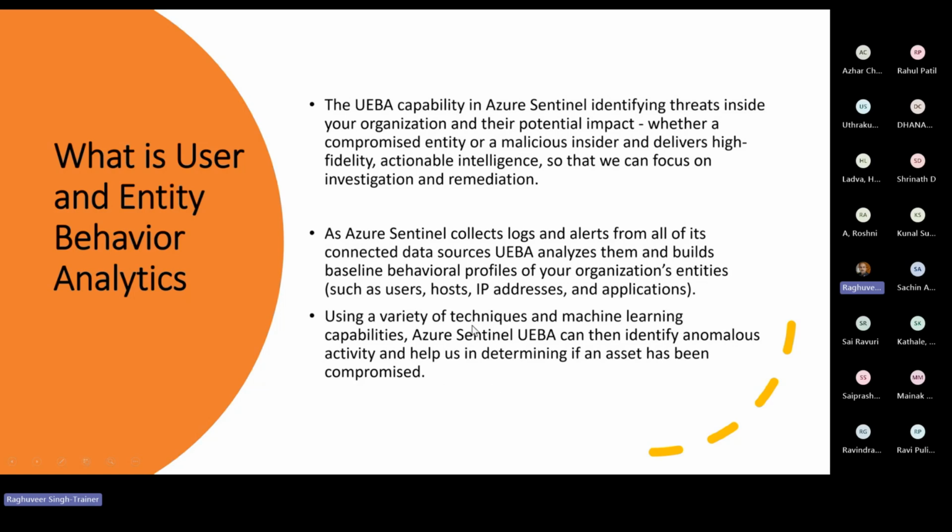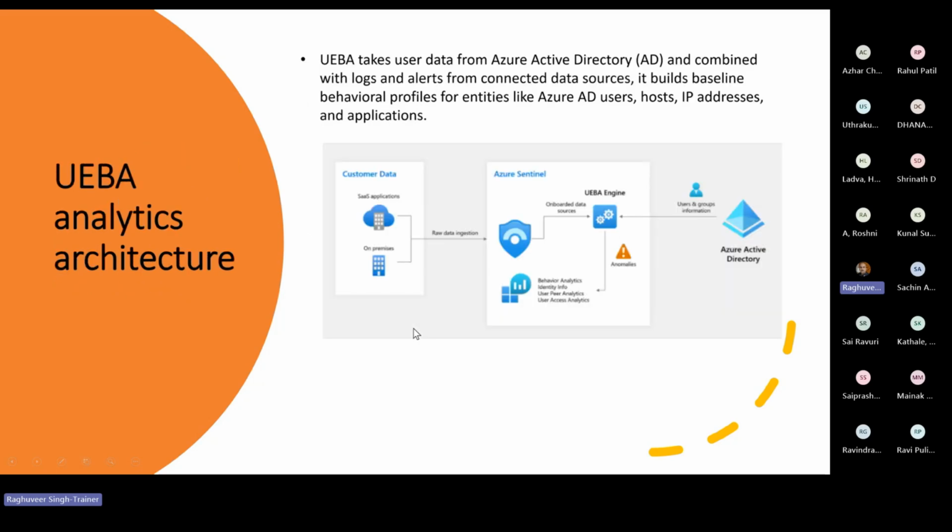Now, UEBA is tightly integrated with conditional access. So whenever UEBA identifies a change in pattern, a difference in pattern, it will also trigger risk-based conditional access, a feature that I talked about when I was covering Microsoft Entra ID, when we did a demo of conditional access also. So it can quickly identify the risk in the behavior. So this is how it works.